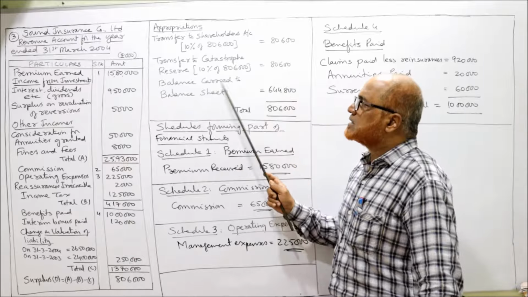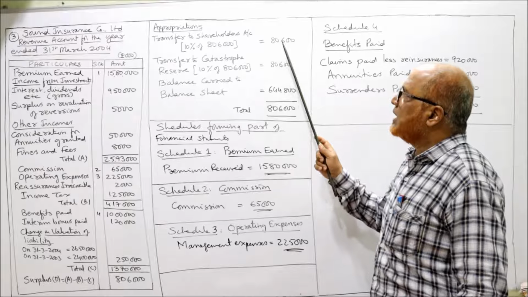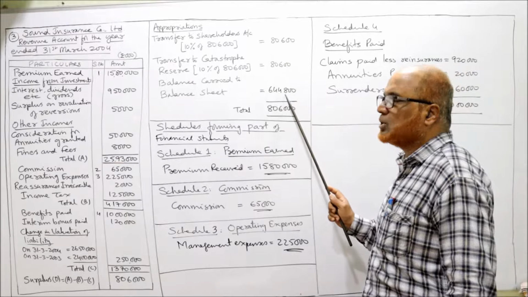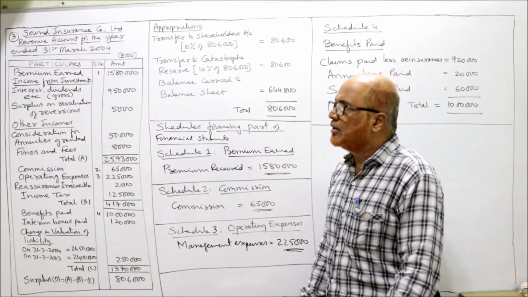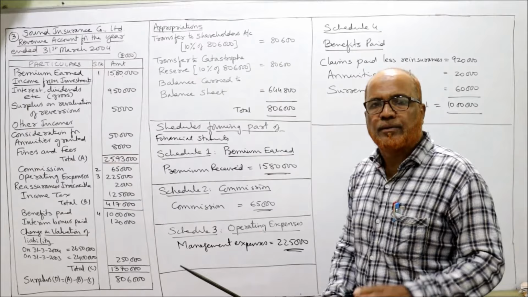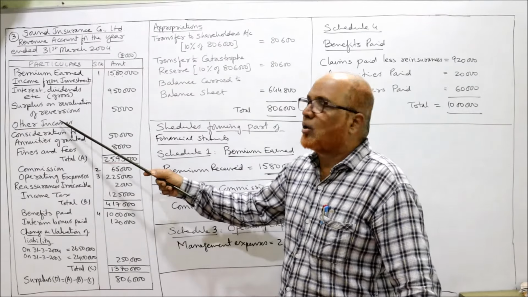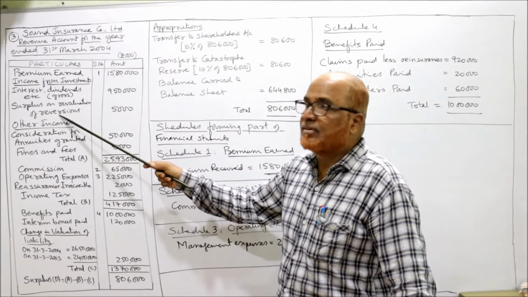Now next, balance carried over to balance sheet. So out of 8 lakh 6,000 minus 80,600 minus 80,600, you get 6 lakh 44,800. This is the balance transferred to balance sheet. That's all. This is the end of problem number 3. The only thing you have to remember the new points which are given, just like surplus on revaluation of reversions. It will come under income from investment.